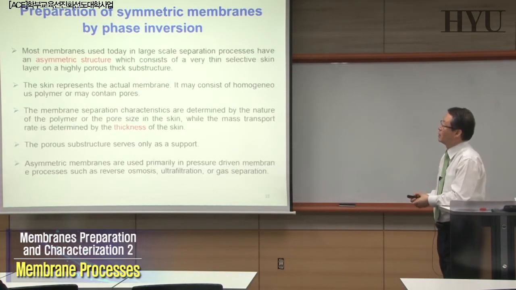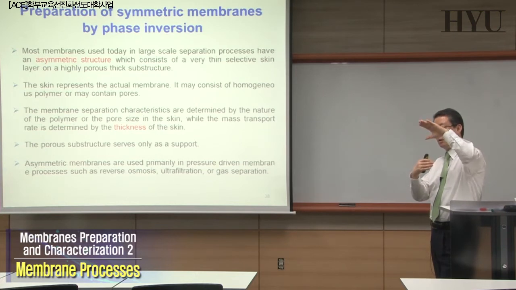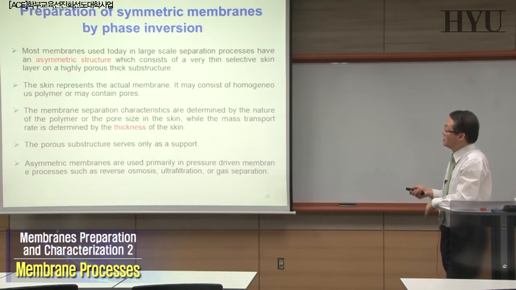And also we can make the asymmetric structures as well. Okay? An asymmetric structure is defined as a different structure along the thickness gradient. Along the cross section, you will see different structure from the top to the bottom. Now, in many cases, you will have a very porous substructure and a very thin skin layer. And if this is combined, we call this a composite membrane if you have two different polymeric structures with the skin and the substructure.